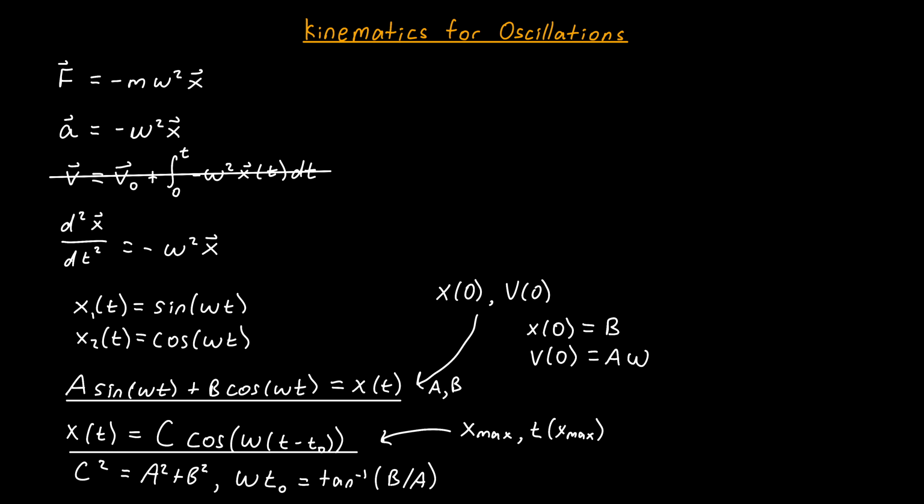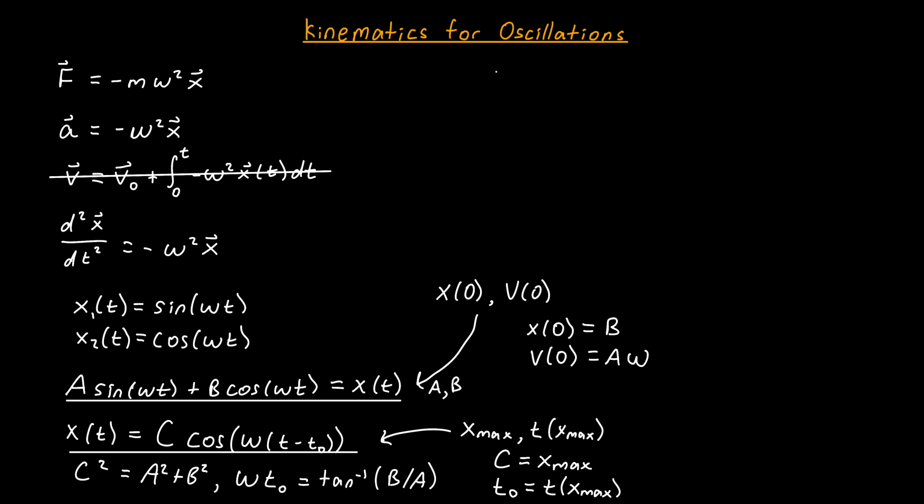And in fact, if we know those two things, then these constants are just c equals x max, and t0 is that time at which the system is at its maximum position. So depending on which kinds of initial conditions you know, one of these forms or the other might be more convenient to express your trajectory. And once we know the position as a function of time, we can find the velocity and acceleration as a function of time too, just by taking derivatives.